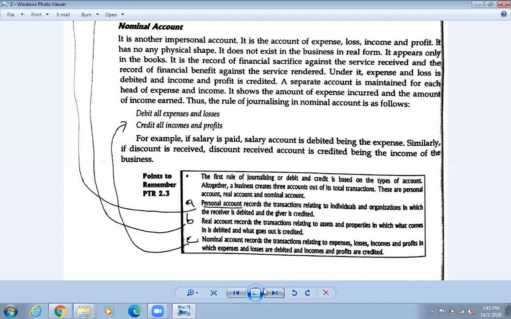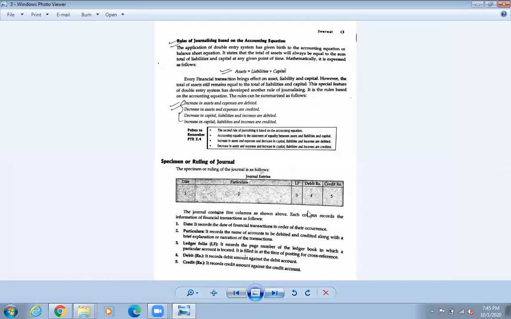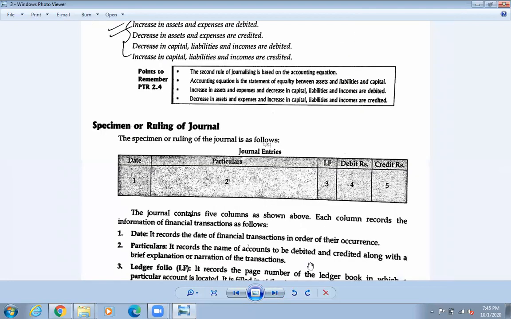Right? So a real account, nominal account, personal account. Not only that one, the previous chapter also. So one chapter is already completed, isn't it? So write down the definition of this one, and let me go over a small topic here also.